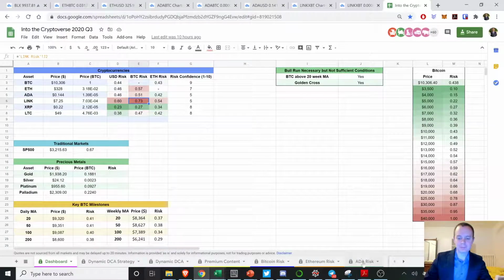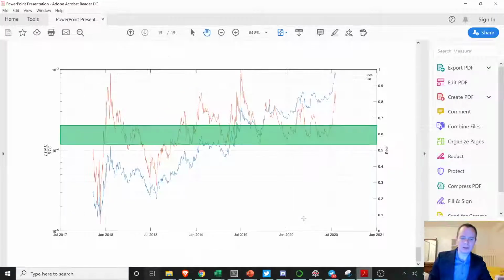At this level, at a risk level of 0.82, we historically are near our top. And let's wait for the risk to come back down to, say, 0.55 to 0.65, which is historically our accumulation region for Link, and this is with respect to Bitcoin, to potentially convert back.